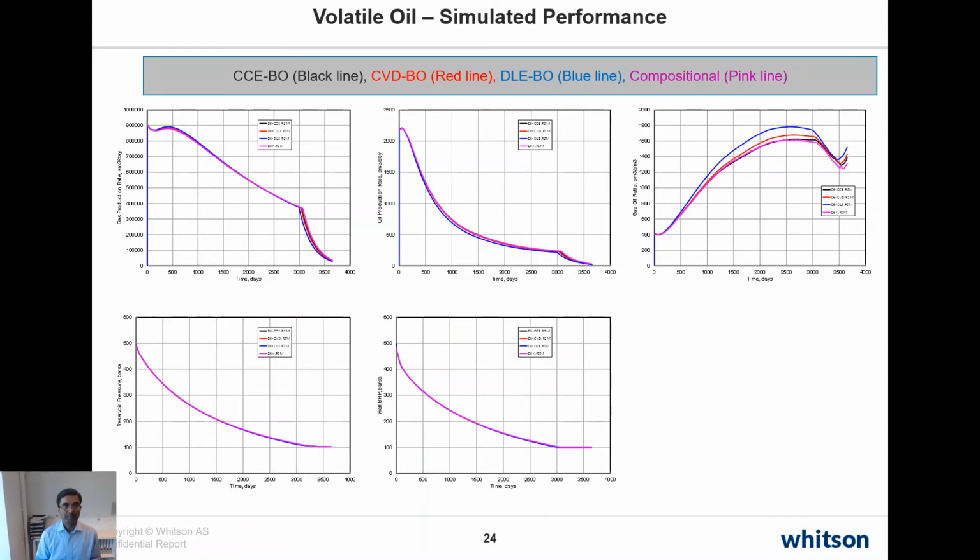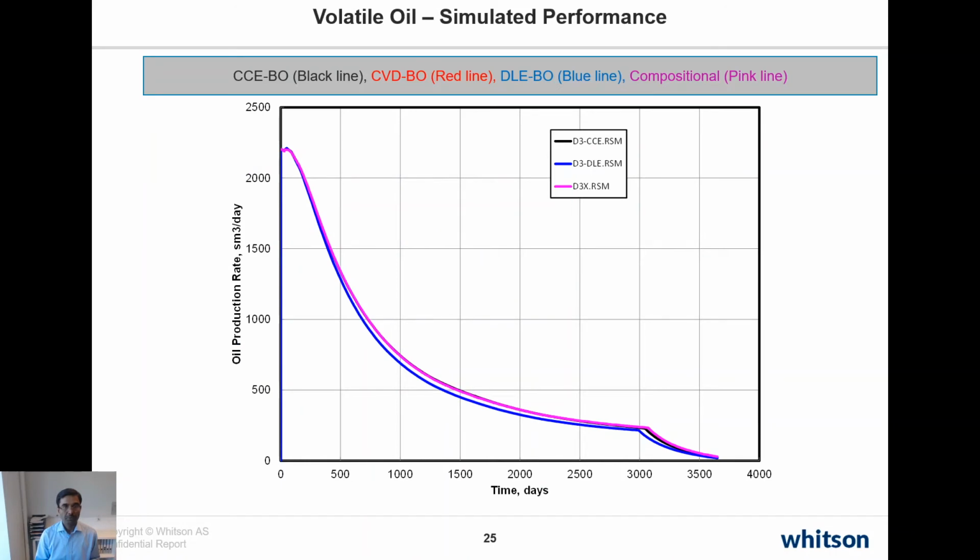Top left is the gas production rate, which is similar in all the cases. Top middle is the oil production rate, which is similar in all the cases. Top right is the producing gas oil ratio, and we see that DLE is different, while compositional is close to CCE and CVD. Bottom left is the reservoir pressure, which is similar in all the cases. Bottom right is the well bottom hole flowing pressure, which is similar in all the cases.